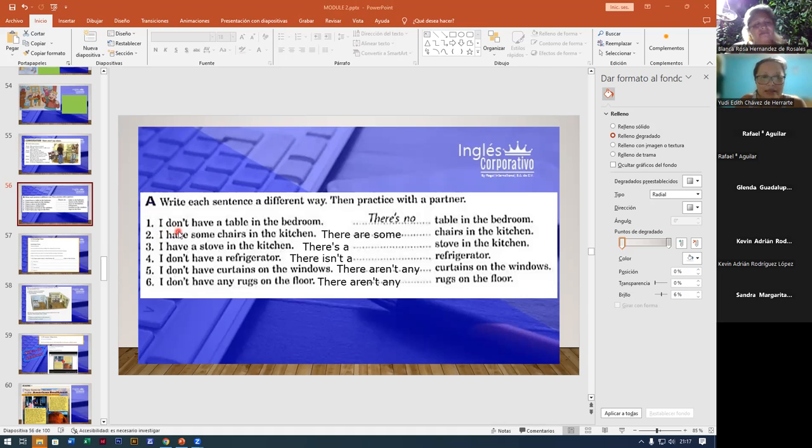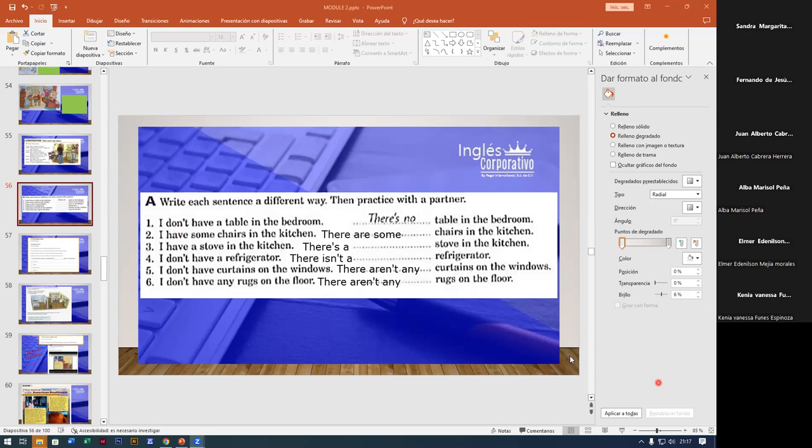Okay. Tengo que leer la primera oración. Please. Ok. Leo acá. I don't have a table in the bedroom. Very good job. Thank you.